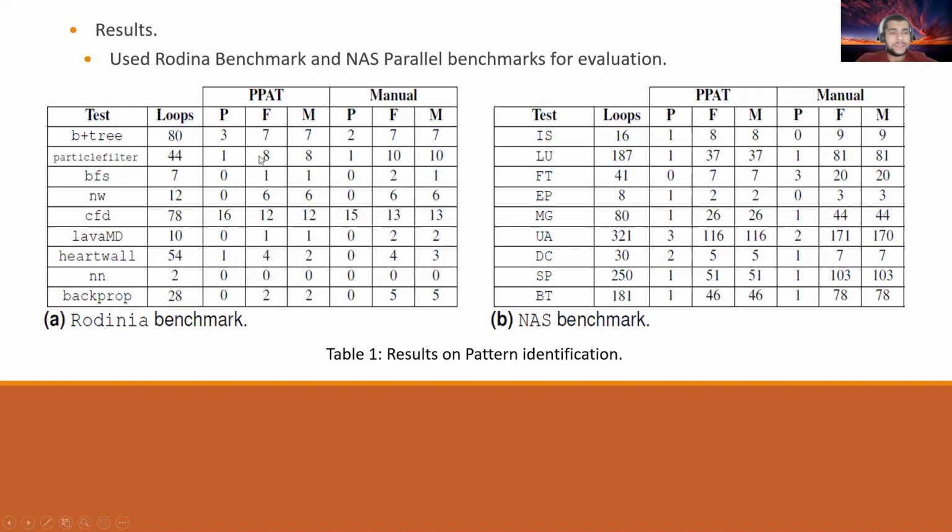So you can see for all of these, the results are quite promising. 16, 12, 12 by the tool, and 15, 13, 13 manually, 1, 8, 8, 1, 10, 10. So the results are quite promising. So this is for the Rodinia benchmark. This is for the NAS benchmark.